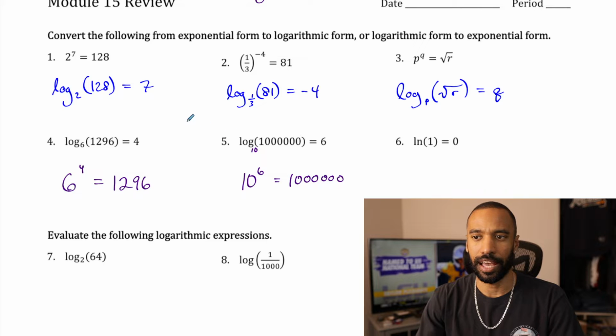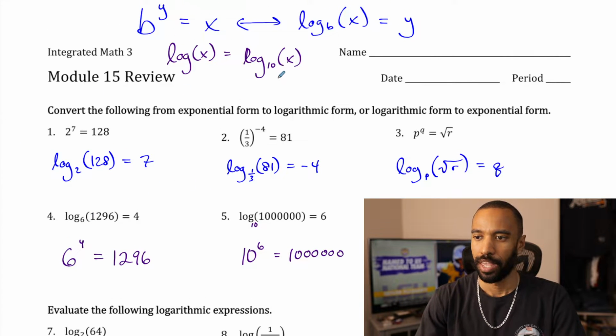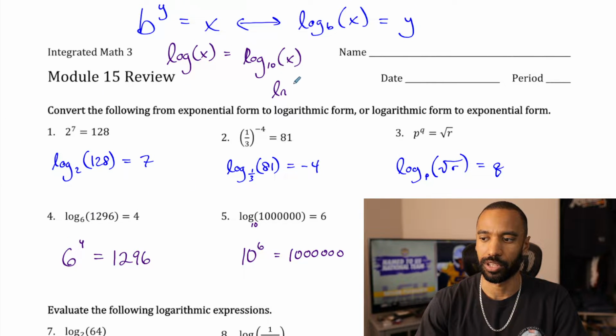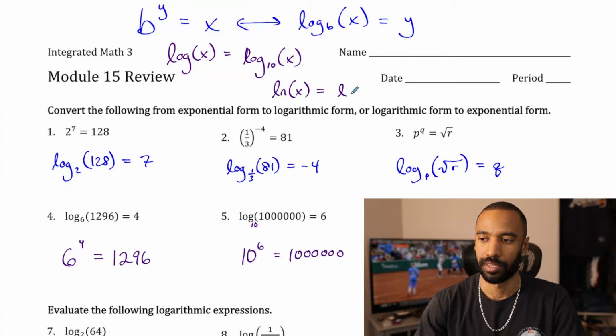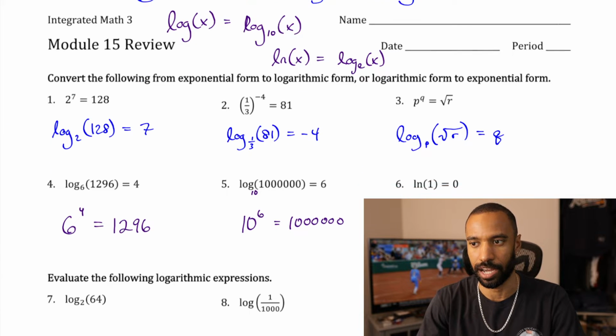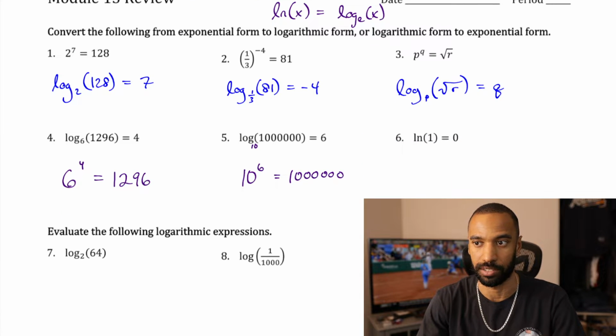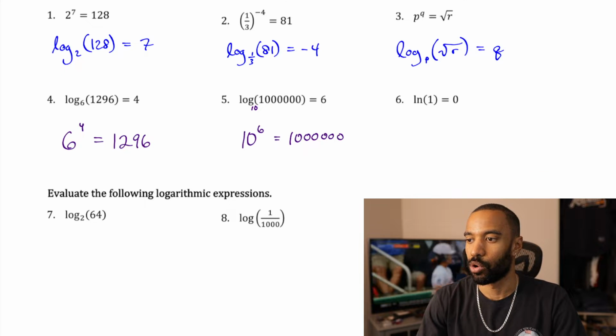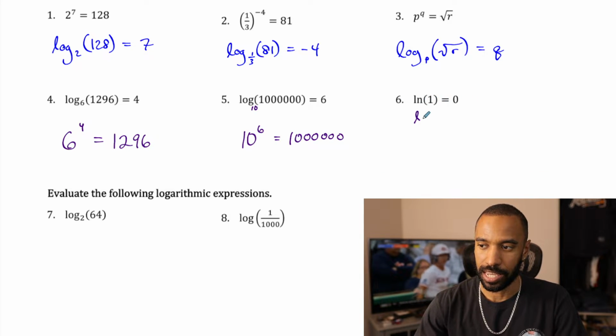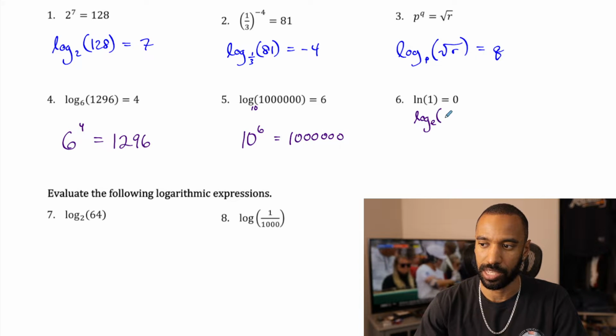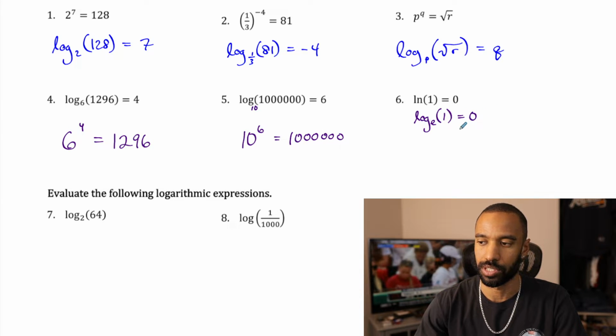Now this ln means natural log. And natural log is log base e. Log base e of x, like that. Now, you're not going to see them write this. You're going to see them write natural log. It's a very common thing to see right next to log, like log of 10. Log base 10, I should say. So natural log is log base e. So another way of writing that is log base e of 1 equals 0.